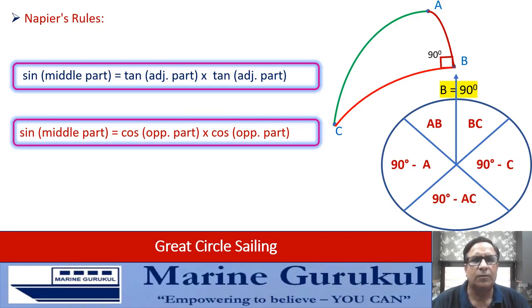Depending on the combination, we can choose the rule to apply, use the given two parts and calculate the third one. Of course, the parts involved have to be the ones other than the 90-degree angle. And hereafter, we can apply Napier's rules and complete our calculations.